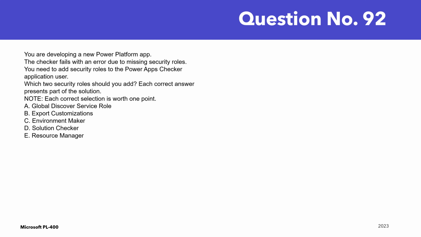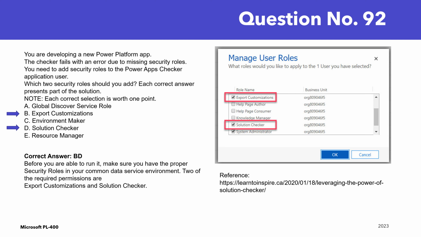A. Global Discovery Service role. B. Export customizations. C. Environment Maker. D. Solution Checker. E. Resource Manager. Correct answer: B, D.